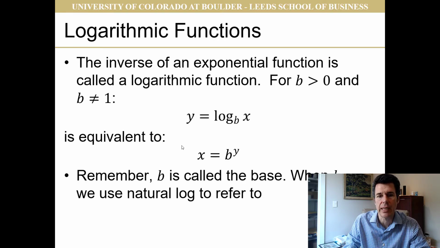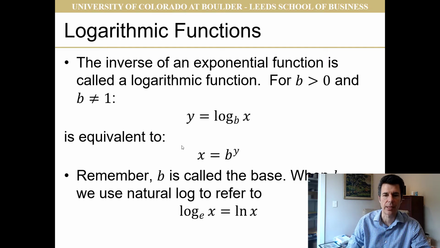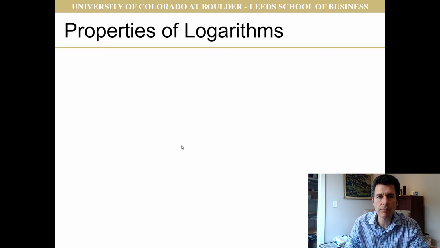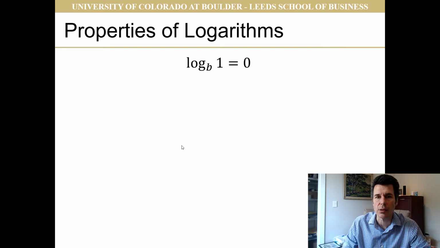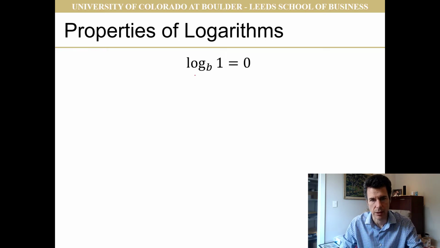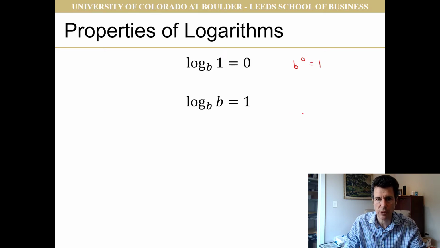B is called the base, and when we have b equal to e, we call this the natural log. So the log base e of x is written as the natural log, ln of x. Okay, there are lots of properties of logarithmic functions we need to know. So log base b of 1 is always 0. Again, what does this mean? This means b to the 0 is equal to 1, so that's always true. Log base b of b is 1. What does this mean? B to the power 1 equals b. So these are equivalent statements.